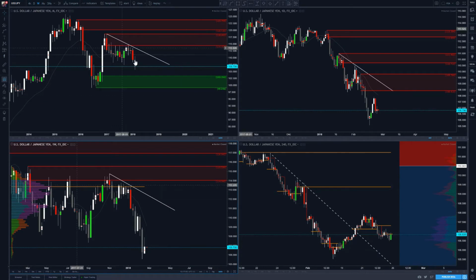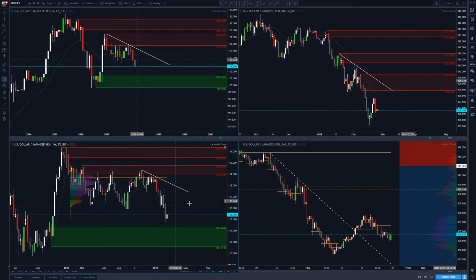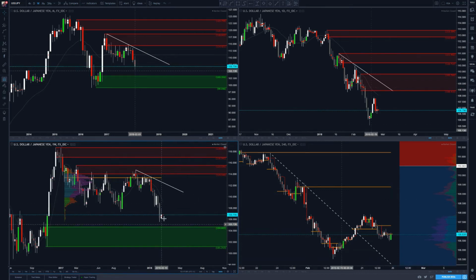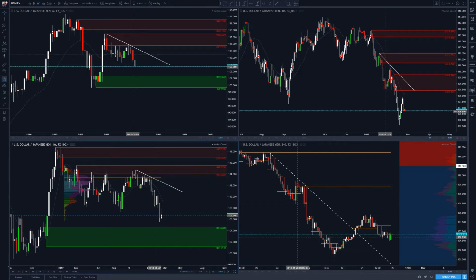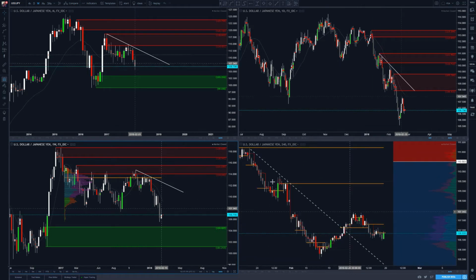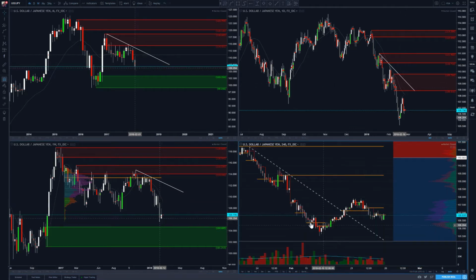So for the moment I don't take any trade. Dollar yen monthly downtrend, weekly downtrend, but we are close to the demand zone, so it's late to enter shorts. On the 4 hours chart, what's the volume telling me? I don't see any volume here. The market is in some indecision.